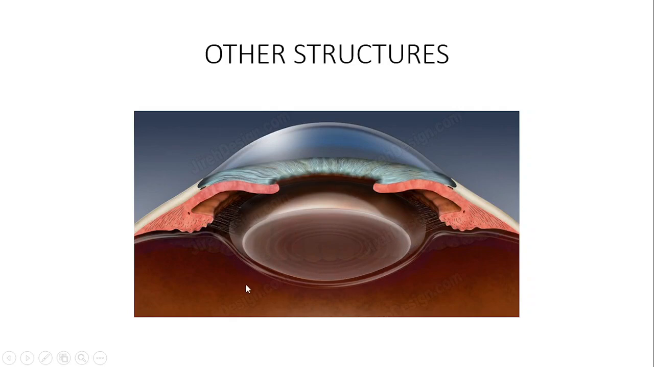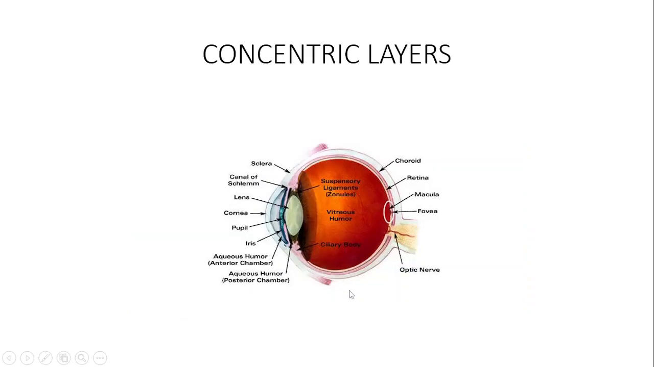But if the trauma is so intensive that it's able to tear all the zonules, then we say the crystalline lens is dislocated. Remember, it is the crystalline lens that, when it becomes opaque, we say patients have developed cataract. Okay, let's revise a few times more.